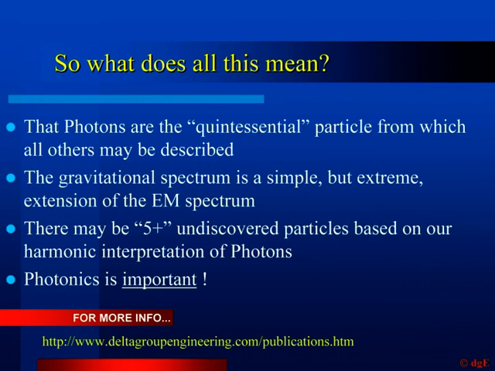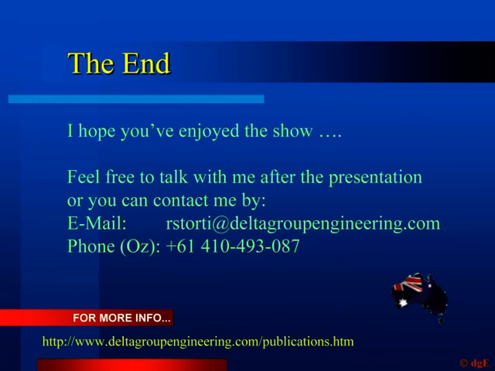What does all this mean? 1. That photons are the quintessential particle from which all others may be described. 2. The gravitational spectrum is a simple, but extreme, extension of the electromagnetic spectrum. 3. There may be 5+ undiscovered particles based upon our harmonic interpretation of photons, and, above all, photonics is important.